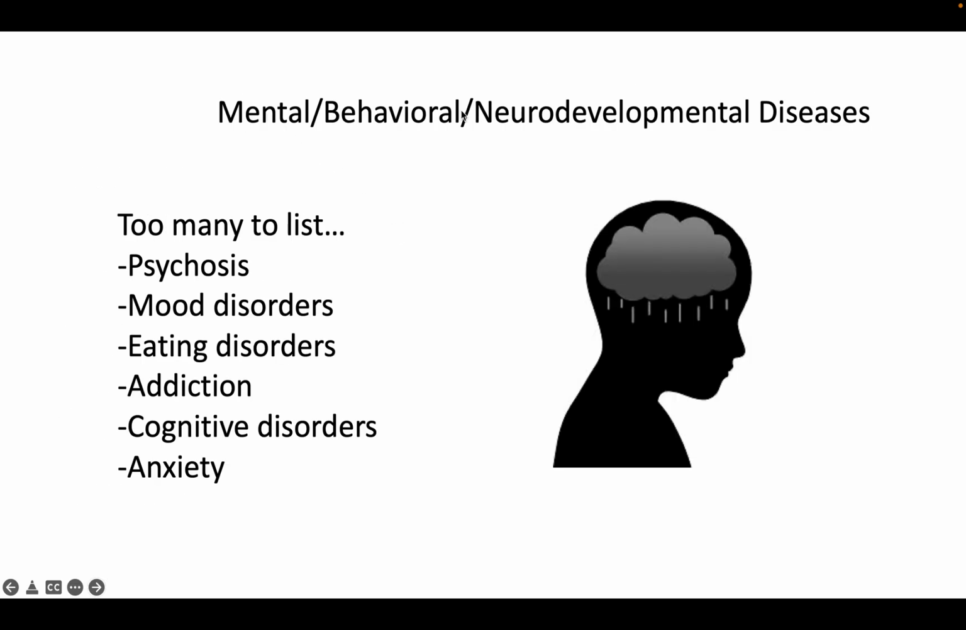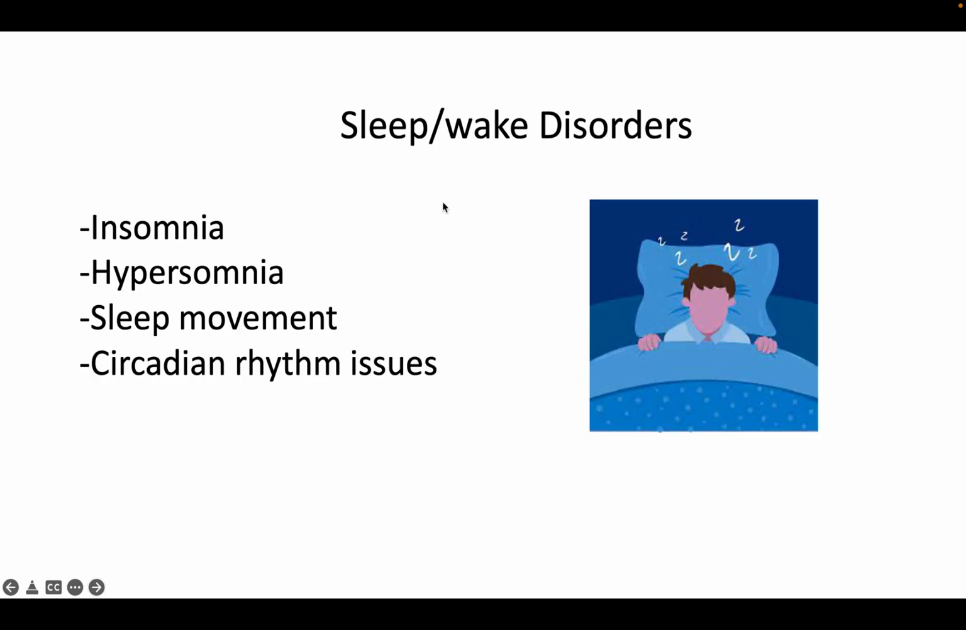Mental, behavioral, and neurodevelopmental disorders: there's a lot of them that don't group terribly nicely. Psychotic disorders, things like schizophrenia. There are also mood disorders, things like bipolar, the various eating disorders that include overeating and undereating, various addiction disorders, cognitive disorders, so things to do with memory and your ability to think, and also anxiety. There's a lot more than this, but this is a category of its own.